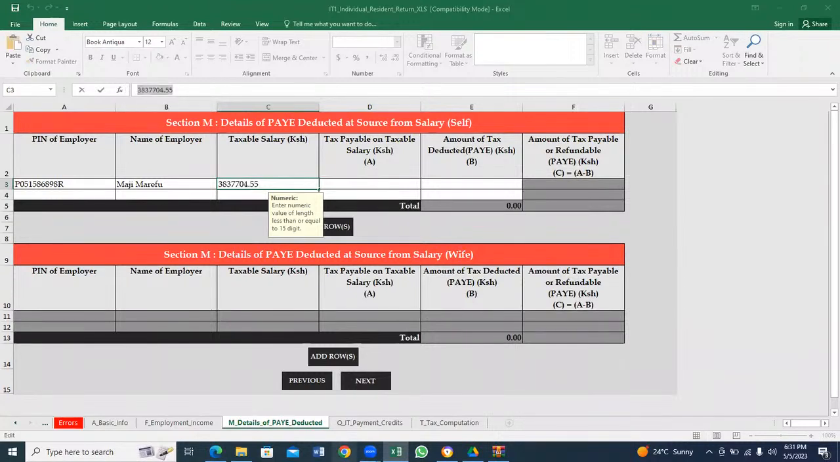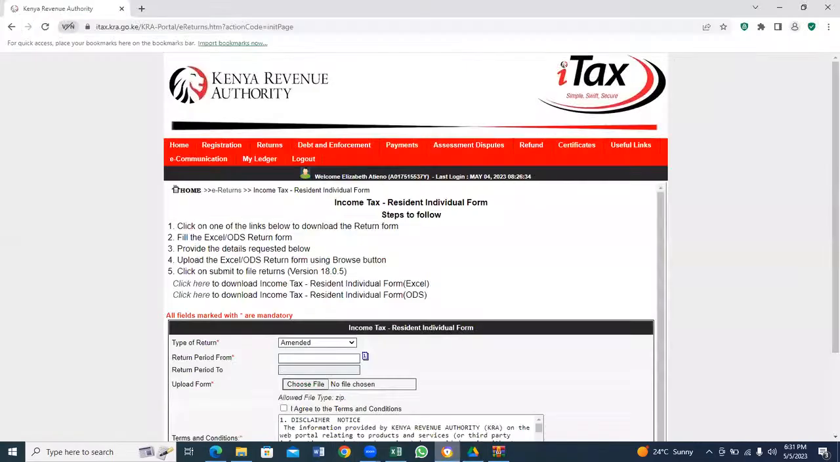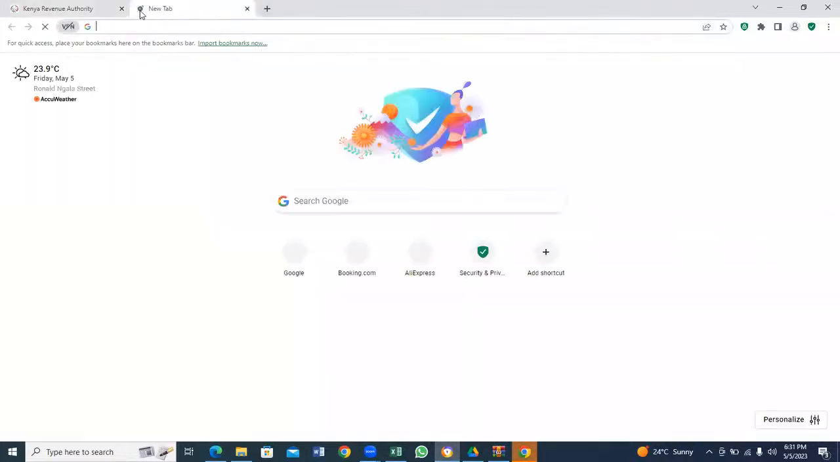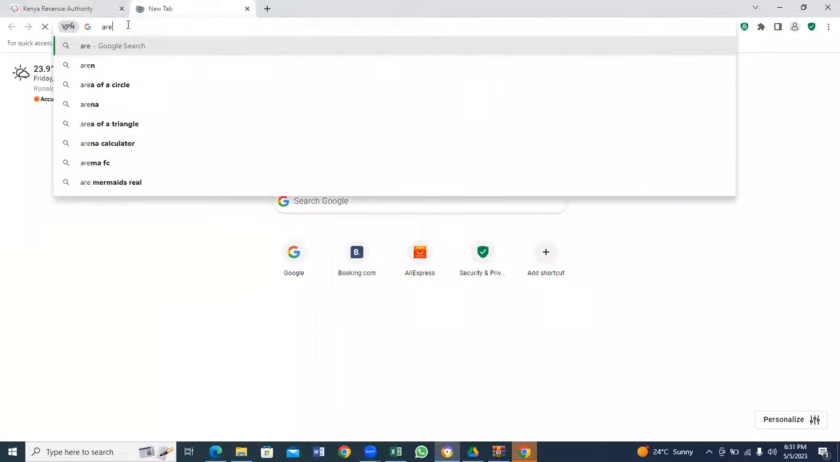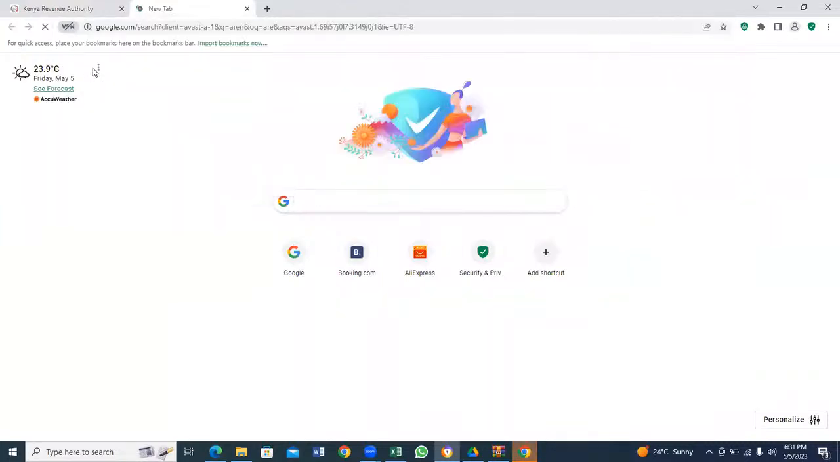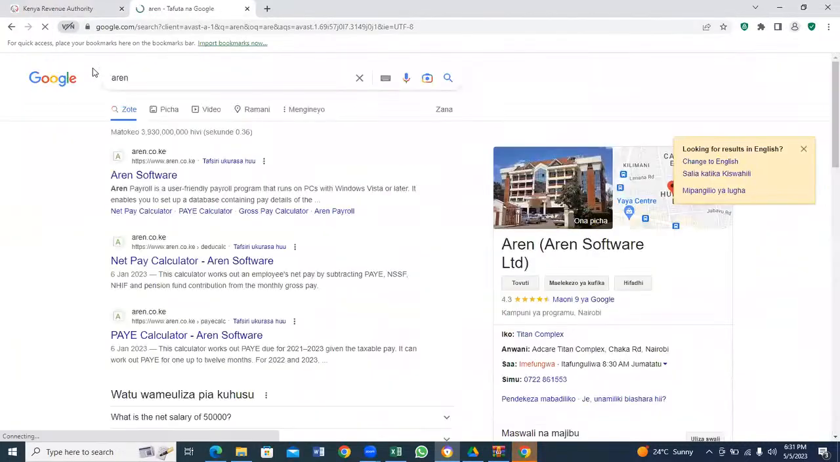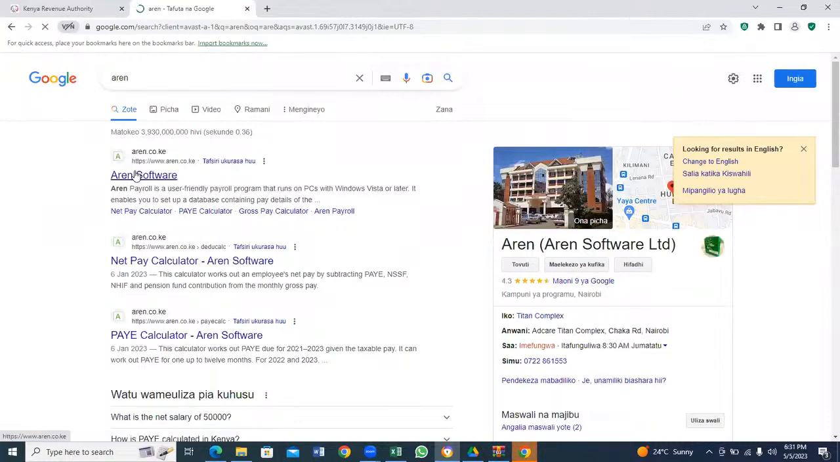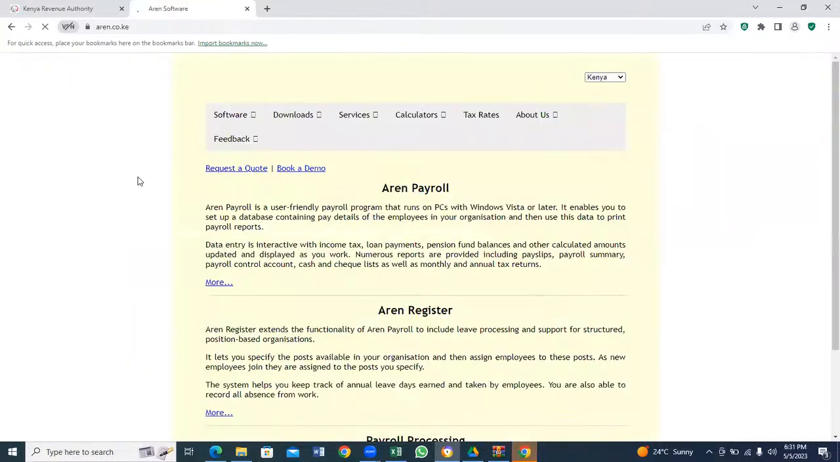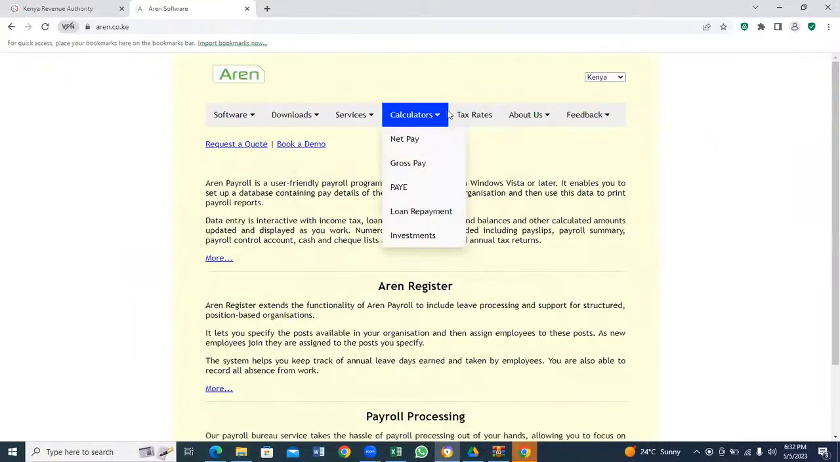Let's do that. I taught you, you simply use RN pay software. Simply come here and write RN. RN is a simple way of knowing how much tax should be deducted from a given amount of salary. So you simply click on it, then you come to calculators.